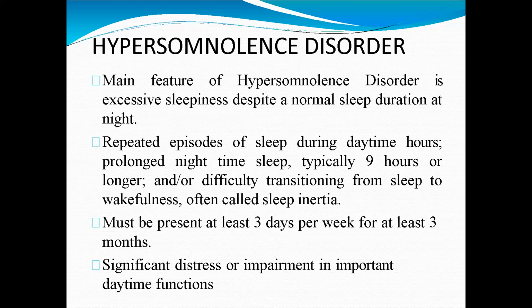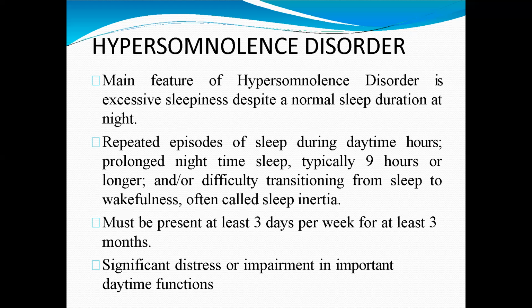The other disorder now is hypersomnolence disorder. It's excessive sleepiness even if you have normal sleep duration at night. Narcolepsy is different: you will not get good sleep at night, and there is daytime sleeping. But here, even though you get good sleep at night, there is excessive sleepiness. So this is how we classify it: mainly repeated episodes of sleep during daytime hours. So you have prolonged nighttime sleep, especially 9 plus hours, more than 9 hours.